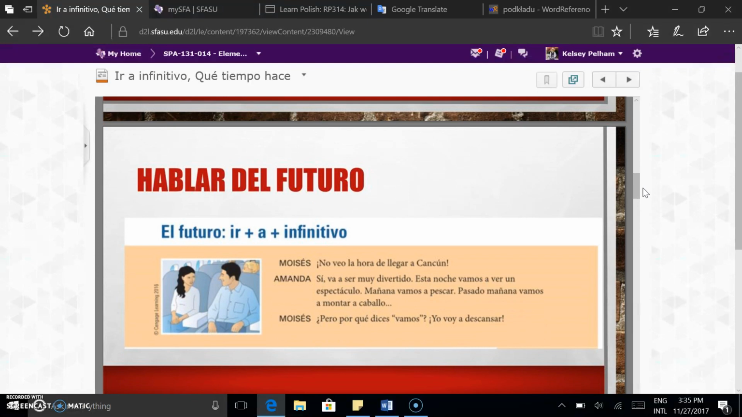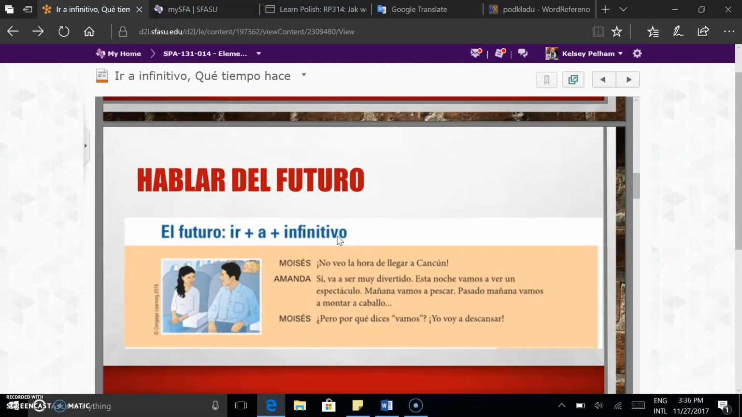Ahora vamos a mirar el futuro con ir a infinitivo. Hablar del futuro. We have a future tense in Spanish that you will learn in future semesters, but actually this form that we're learning here is more common than a true future tense. All we do is conjugate our verb ir, put our little preposition a, and then our verb infinitive. The equivalent in English is the expression going to blank. I'm going to read. We're going to dance. He's going to take a walk.